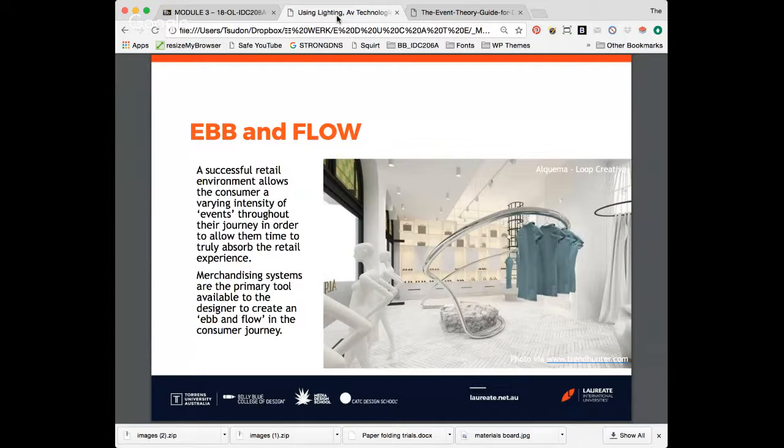A successful retail environment allows the consumer a varying intensity of events throughout the journey. By giving them a couple of points of major focus, a couple of points of general focus and something on the journey that they notice along their way, and then providing context to all of that with the general display systems, what we're doing is creating this variation and this ebb and flow so that there are points of rest and points of engagement, and it accentuates the entire experience to be far more powerful. Merchandising systems are one of the primary tools that we have at our disposal to help create this ebb and flow. And coupled with really great lighting, together, they work really well to create a beautiful emotional experience.